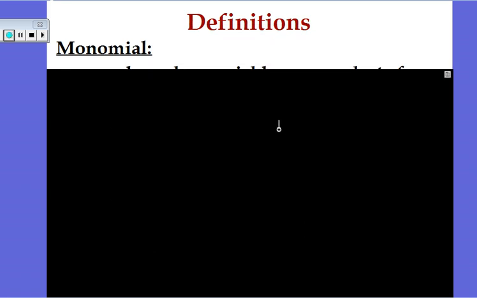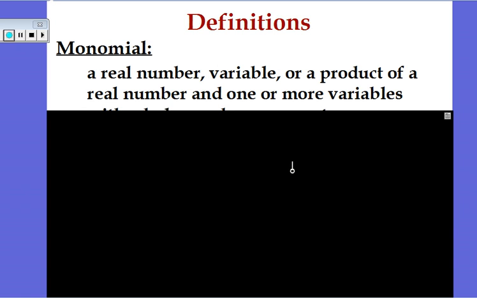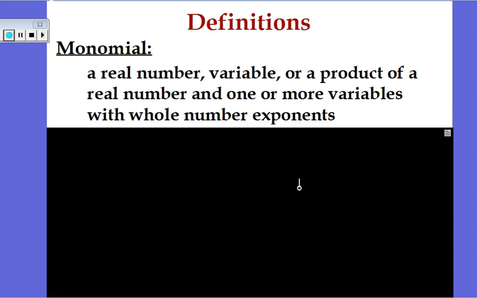Okay, so when we're talking about a monomial, it's a real number, a variable, or a product of a real number and one or more variables with whole number exponents. So it can be either a real number or a variable or the product, which means multiplication, of a real number, the first thing, and a variable, the second thing, or multiple variables. Okay, so we're talking about monomials. So again, real number, variable, or a product. The main thing with those products is the variables have to have whole number exponents.